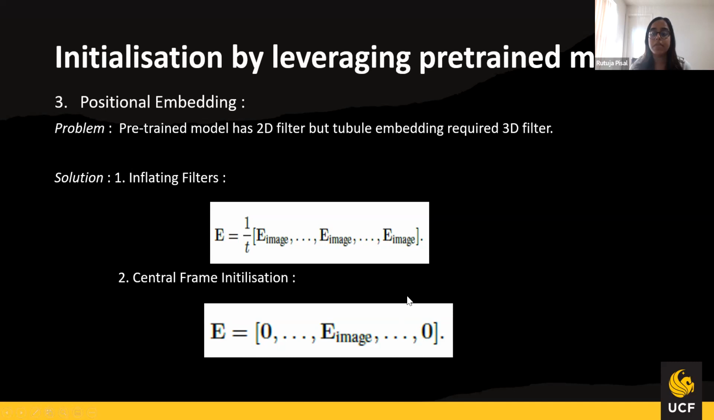Inflating filter means at every layer, we will take weights corresponding to every image and we will replicate it t times, where t is the number of frames. And as we can see from the equation, we just divide all by t. So it is basically just like averaging based on location. The second method which they adopted keeps image weights at the central frame and initializes everything else to 0. So basically, these are the three problems they faced and the solutions that they came up with.